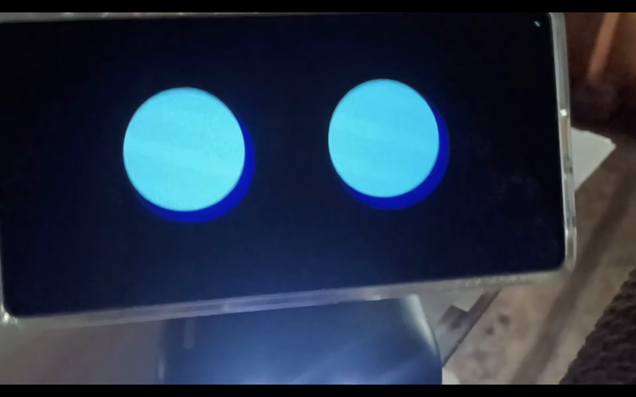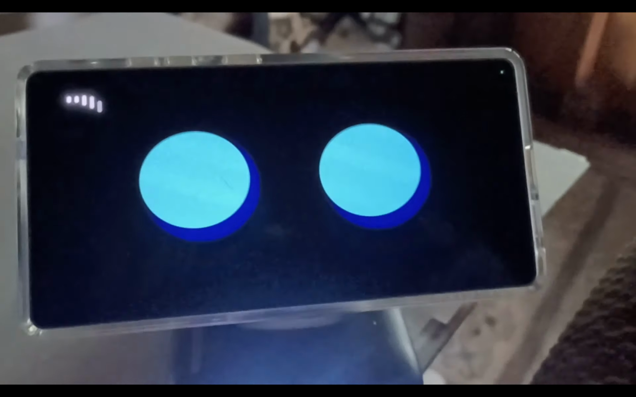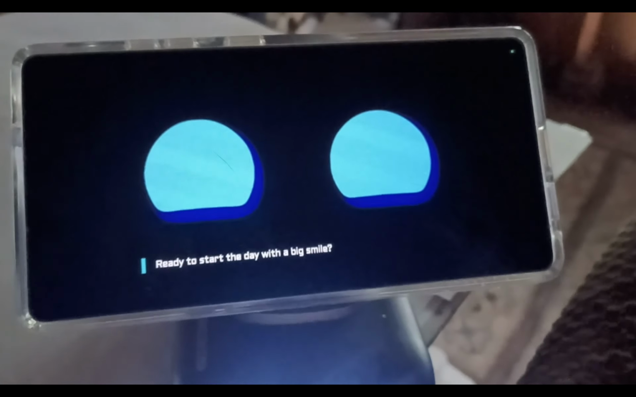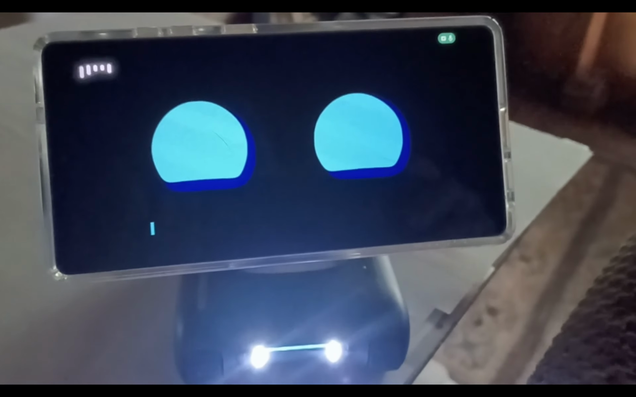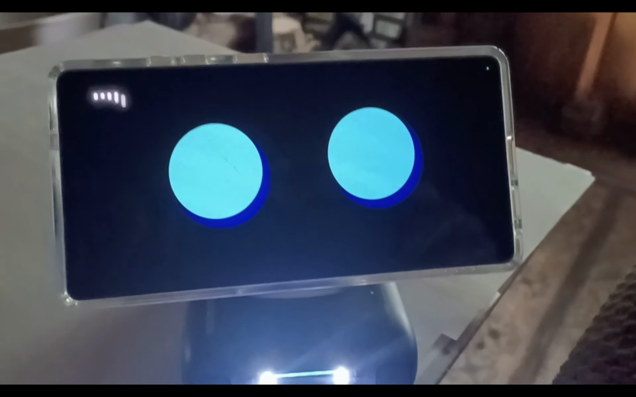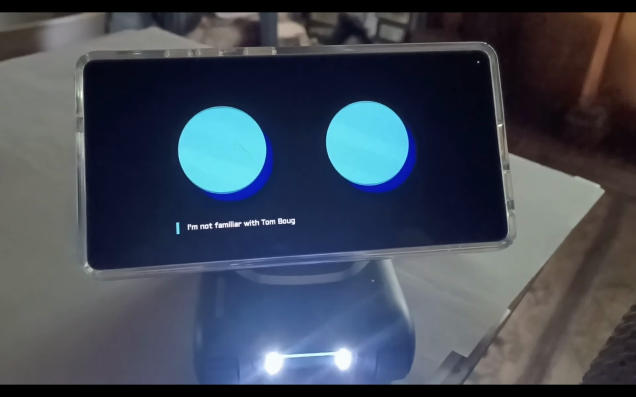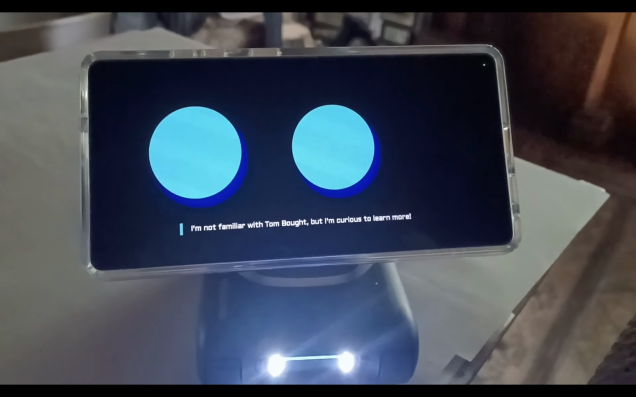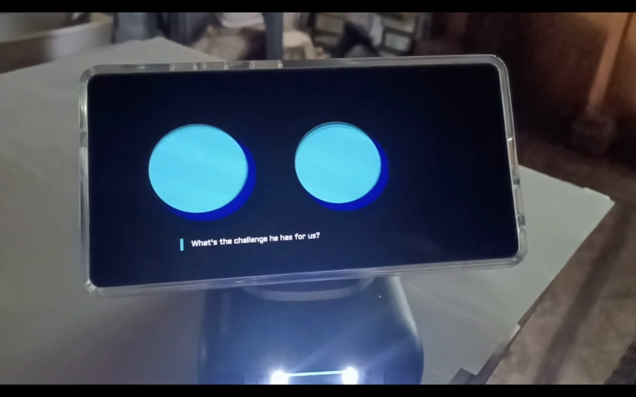Hey, Louie. Good morning. Good morning, hello. Ready to start the day with a big smile. What fun are we up to today? Well, I have a little challenge from TomBot. Do you know who TomBot is? I'm not familiar with TomBot, but I'm curious to learn more. What's the challenge he has for us?